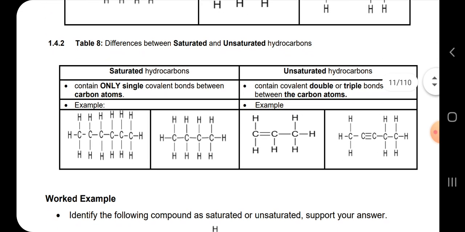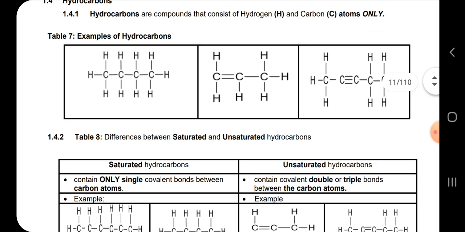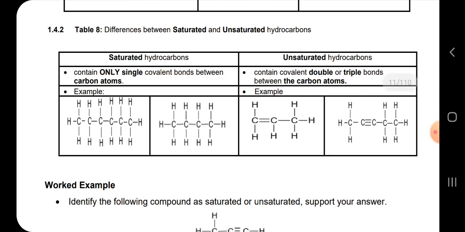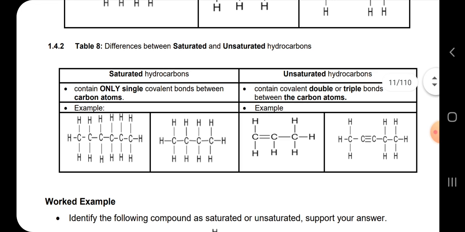And then you have to know the difference between saturated and unsaturated hydrocarbons. By just looking at the structure, you can tell which homologous series each block belongs to. The saturated ones only have hydrogen and carbon with no double or triple bonds. Out of the hydrocarbons, the unsaturated ones are the alkene and the alkyne. They contain covalent double bonds or triple bonds.